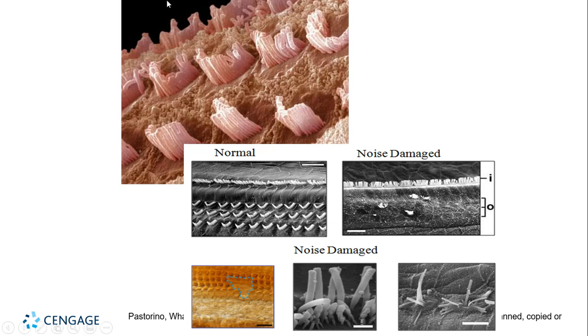Now you'll notice in the pictures just below it, there is a normal, and you can see the hair cells sort of in rows. And then you see in the picture next to it some noise damage. If you've ever been to a concert and you stood too close to the speakers, when you left, you heard a ringing in your ears. That ringing was those hair cells screaming their last scream.